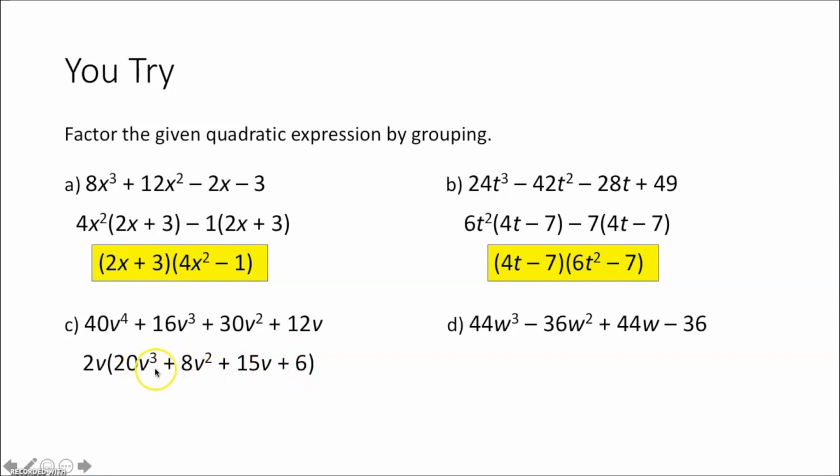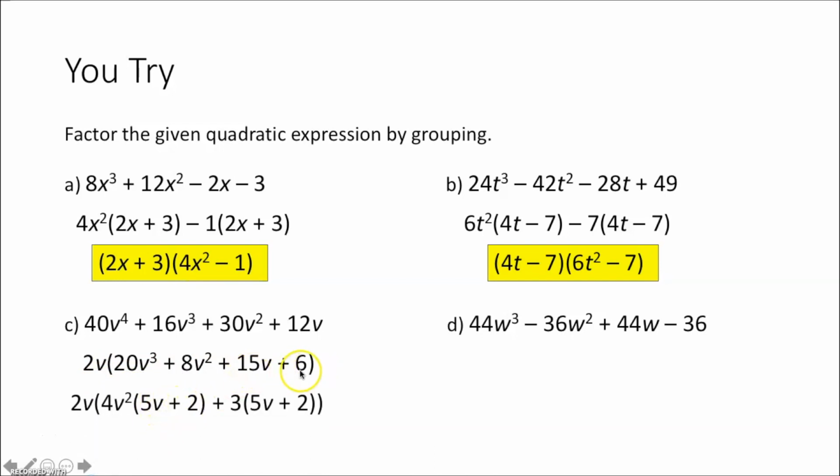So we go to our first two terms. We take out the GCF from those first two terms. So each of these terms has 2 v's and they have a 4. So we're going to put 4v squared on the outside of a set of parentheses. So it'll be 2v and then parentheses, 4v squared, parentheses, 5v plus 2.